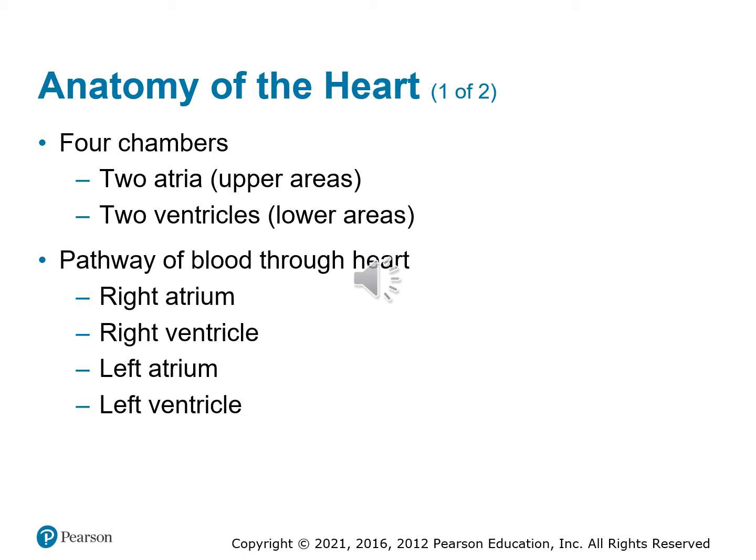The blood travels through the right atrium first and then to the right ventricle. It travels from there to the lungs so that it can be oxygenated. It returns to the heart from the lungs and enters the left atrium. It goes down to the left ventricle, and from the left ventricle, it is then pumped out to the rest of the body, your fingers and toes and everything in between.